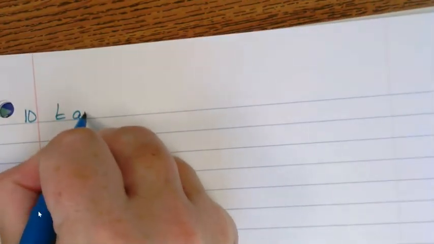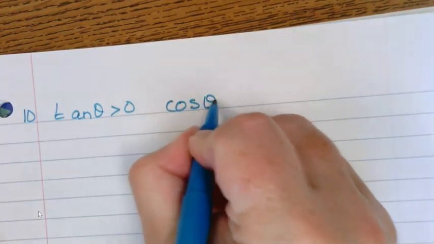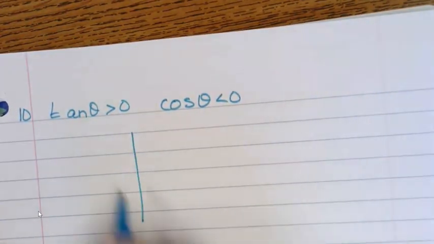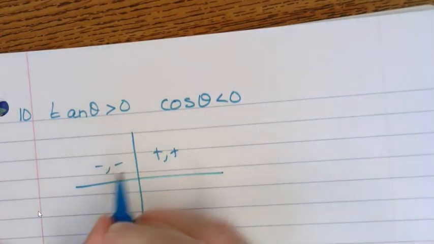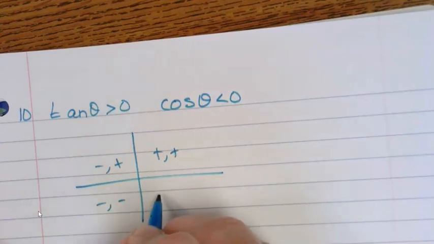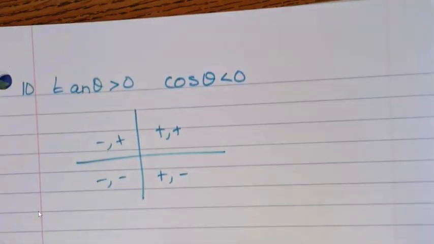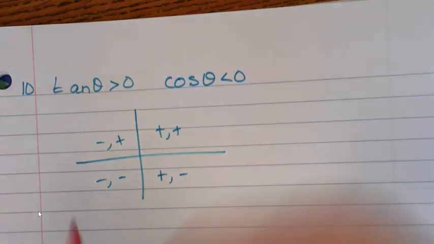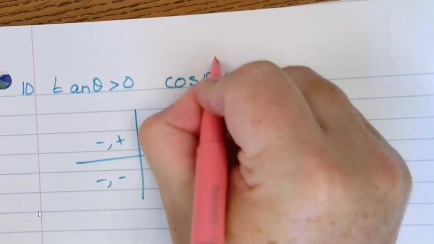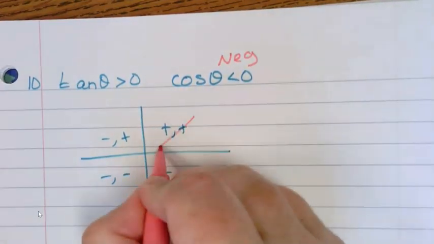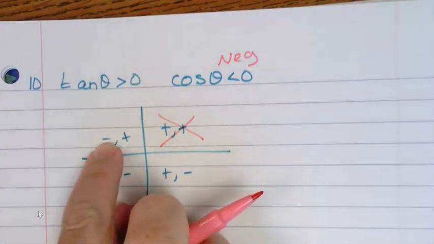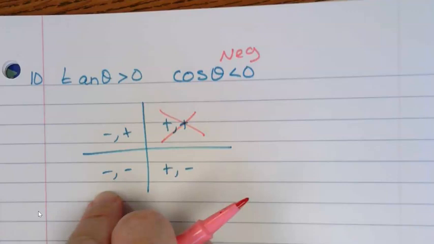They tell us tangent is greater than 0 and cosine is less than 0. Okay, so let's deal with cosine first. I'm going to change colors. So cosine here is less than 0, so we know cosine is negative. This one's easy. Nobody's negative in quadrant 1. Cosine is first, so it's negative here in 2 and in 3.